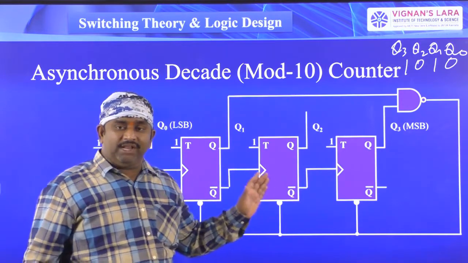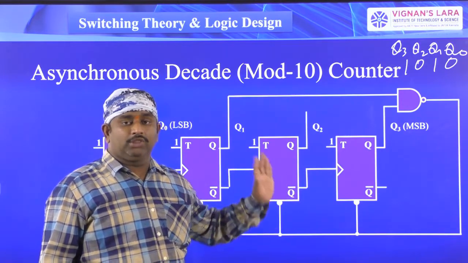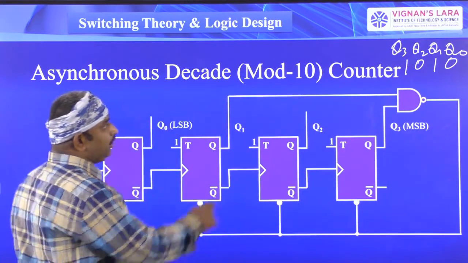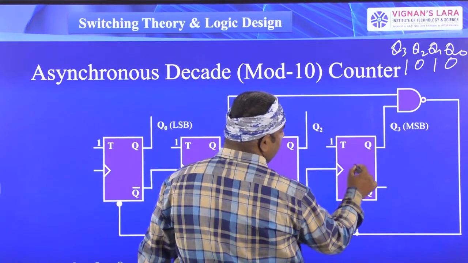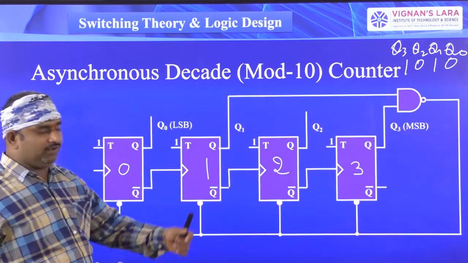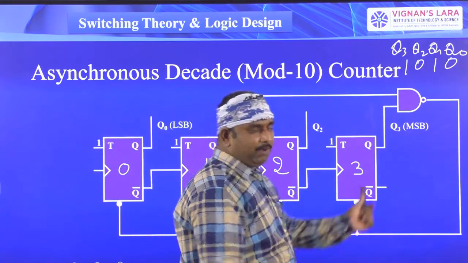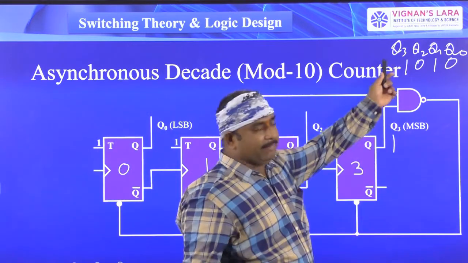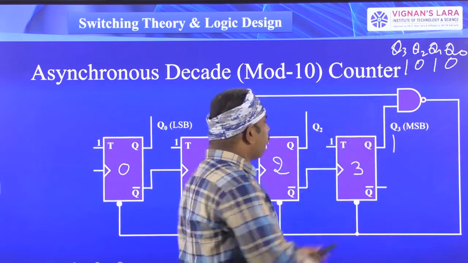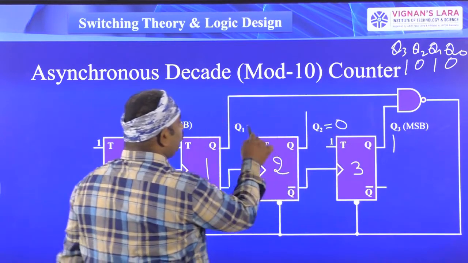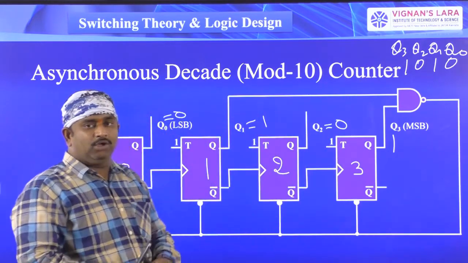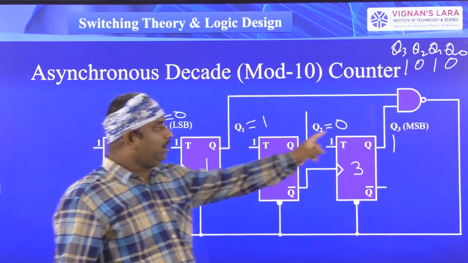For that combination, you have to draw some logic diagram. Q3 is equal to 1. This is the third, this is the second, this is the first, this is the zeroth. These are the 4 flip-flops. Whenever the third flip-flop output goes to 1, Q3 output is 1, Q2 output is equal to 0, Q1 is equal to 1 and Q0 is equal to 0. Here two flip-flop outputs are 1, that is Q1 and Q3.